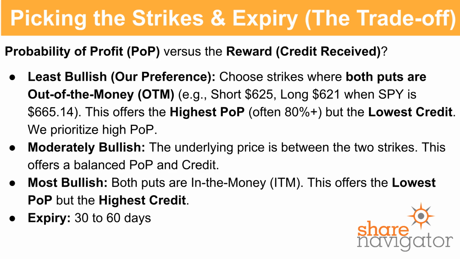You'd be moderately bullish if you picked strike prices where the share price was between the two strike prices. Your probability of profit is going to come way down, but you're going to get a bigger credit in. And then you're even more bullish when both of the put options are in the money. We wouldn't recommend that, by the way. You get a significant credit, but your probability of profit is going to be much lower. And finally, as regards picking expiries, pick expiries with 30 to 60 days to expiration.